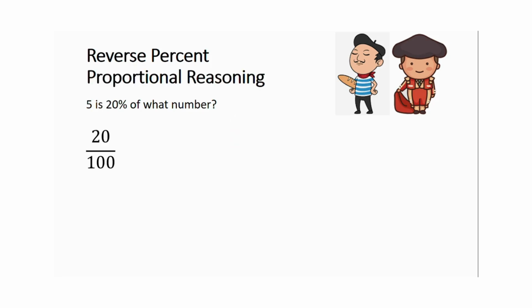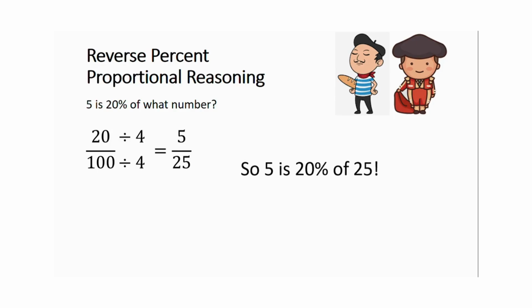And using proportional reasoning, 20% is 20 over 100. That is equal to 5 over something. And what do we divide by here to get 5? We divide by 4. So if we divide by 4 over here, we get 25. And we see that 5 is 20% of 25.